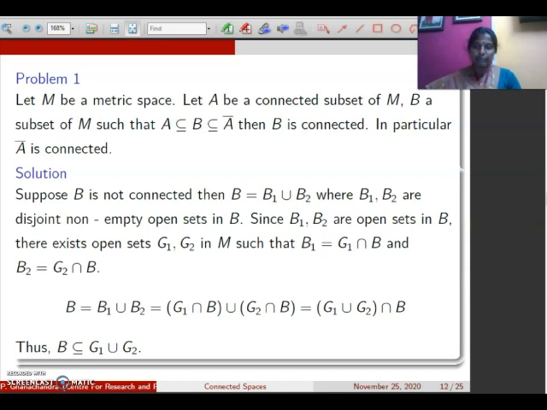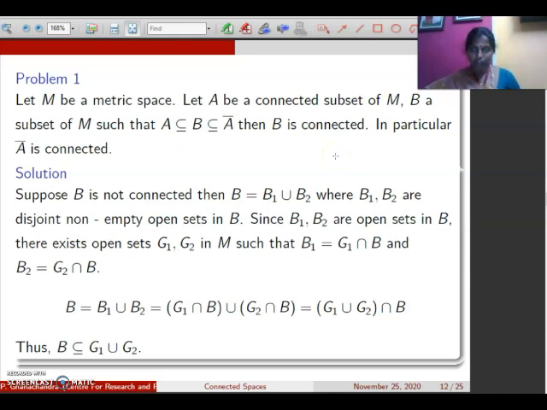Okay, let us see another problem for a connected metric space. Let M be a metric space. A is a connected subset of M, B is another subset, such that B lies between A and A closure. Okay guys, then B is connected. In particular, A closure is connected.